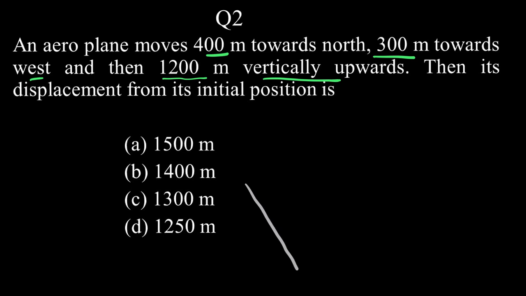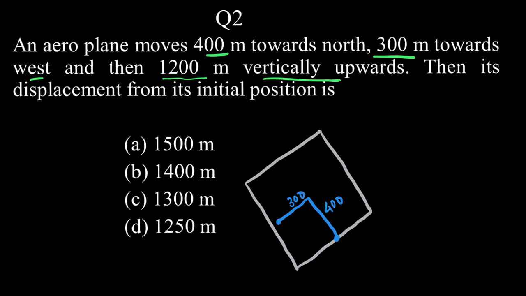Let us say this is the plane in which the first two motions take place. This is the point where the origin started. So the plane moves 400 meters towards north and then 300 meters towards the west. And now the aeroplane is moving vertically upwards. It is not in the north direction, it is in the vertically upward direction to the upper layers of the atmosphere. So this is how the aeroplane is moving now.